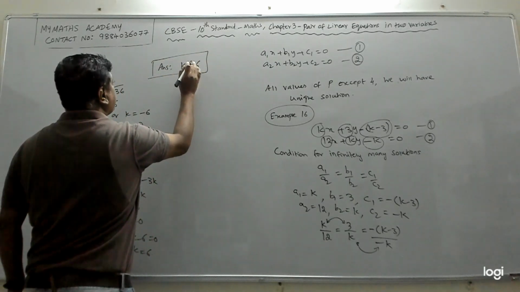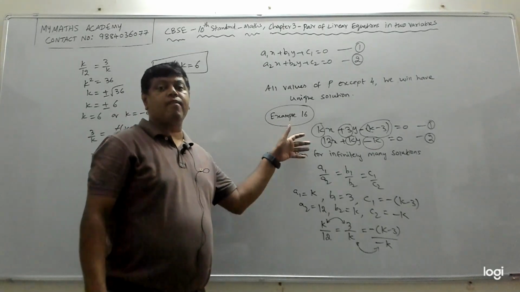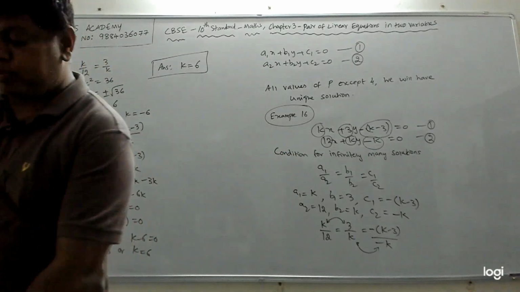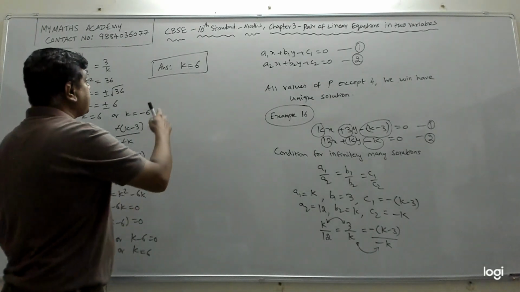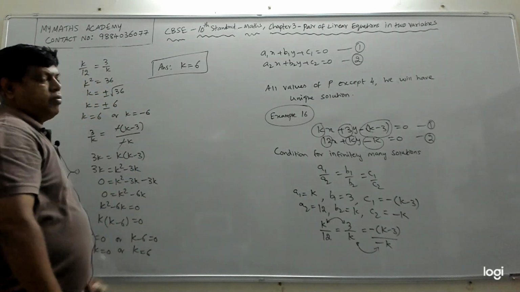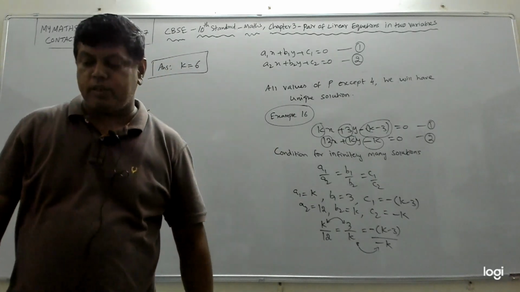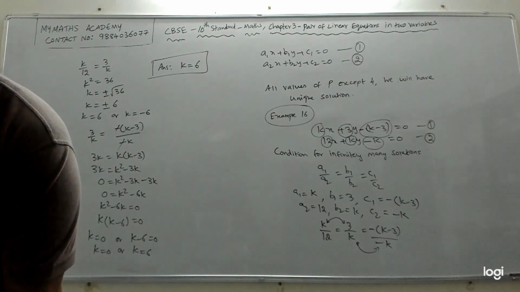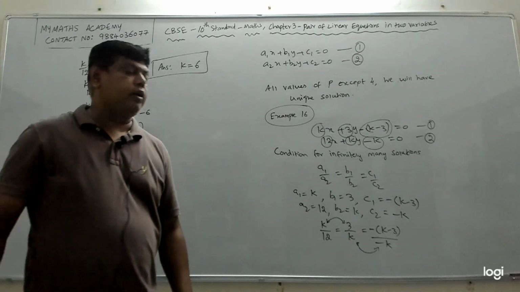So for k equal to 6, this set of equations will have infinitely many solutions. Right? So the answer is k equal to 6, this set of equations will have infinitely many solutions. Clear? Now let's go to exercise 3.5, page number 62 in your textbook.